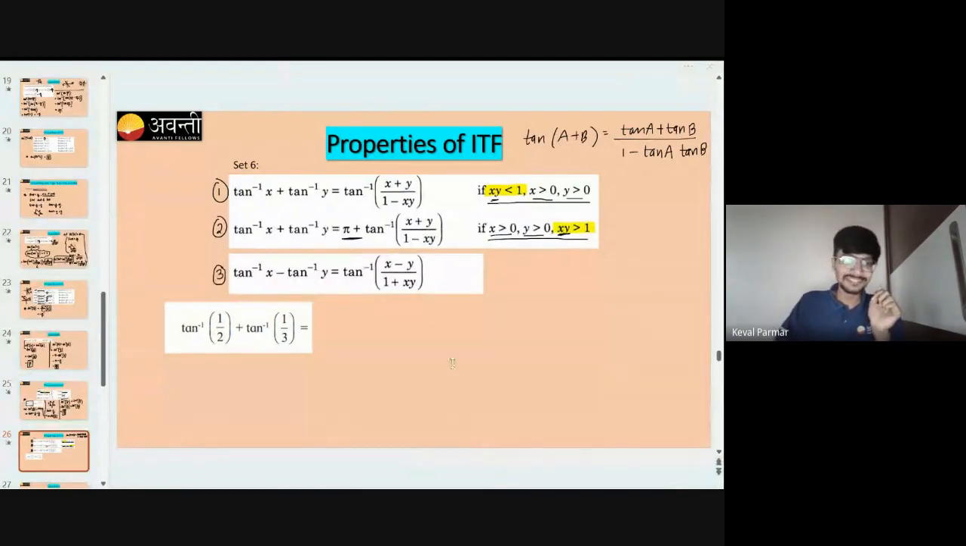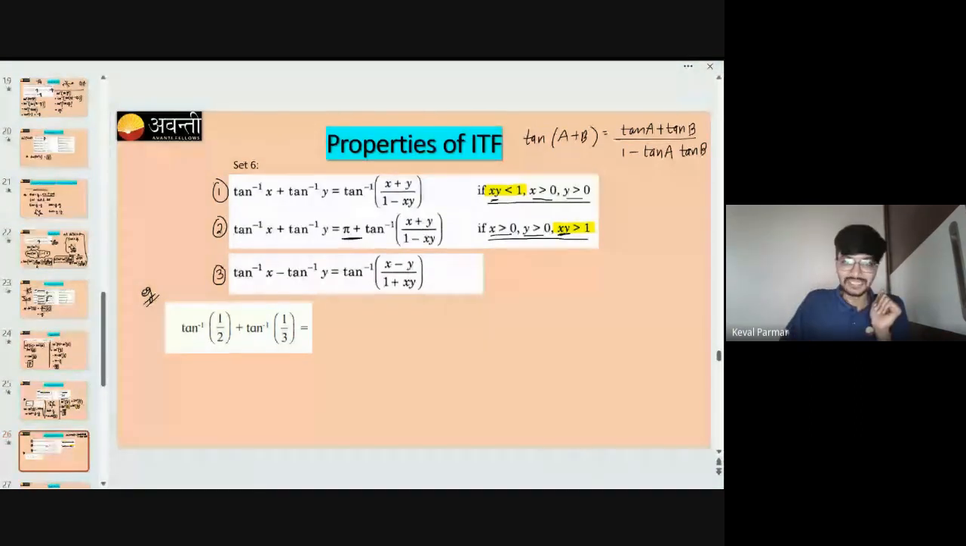There is one very simple example for use of this property. And after this, we will do questions I have selected. Some of them also appeared in previous year JEE. 2-3 questions are there from previous year JEE. So let's look at how to apply this formula.